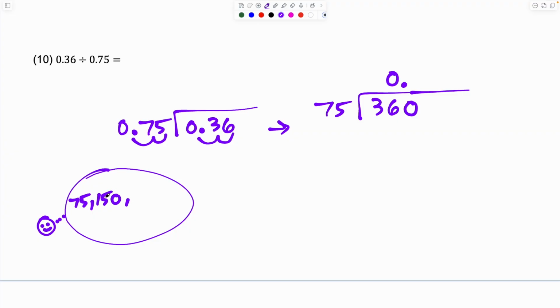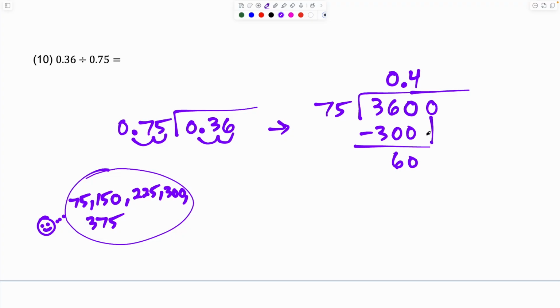So if I count by 75s here, I'm going to get 75, 150, 225, and then I get 300. And if I go one more, that would be 375. So I could get as close as 75 times 4. So I put a 4 here and I subtract 300, and now I get a remainder of 60. And then I could just keep adding zeros and bringing this down until everything divides nicely.